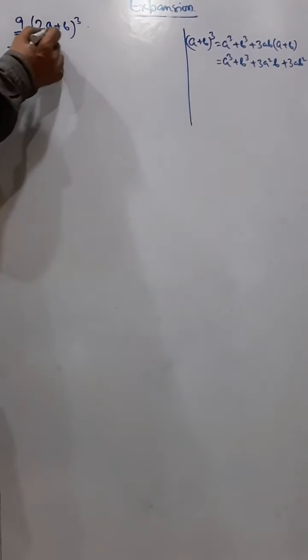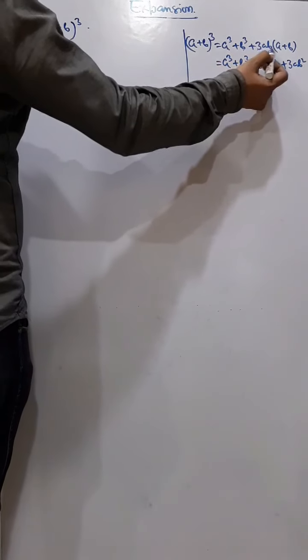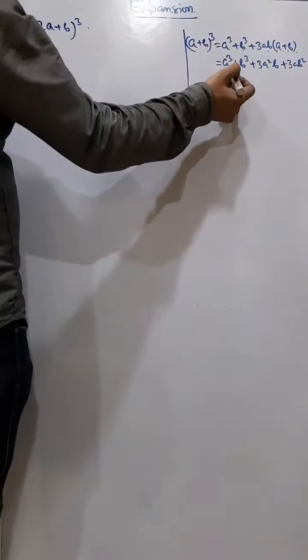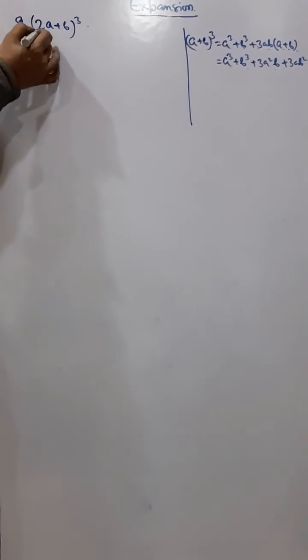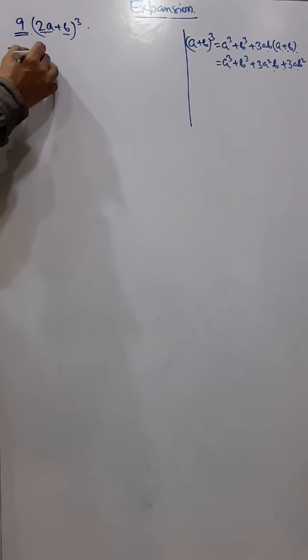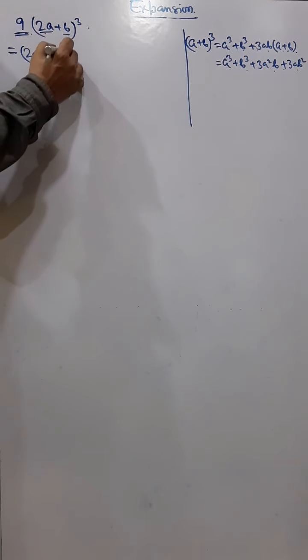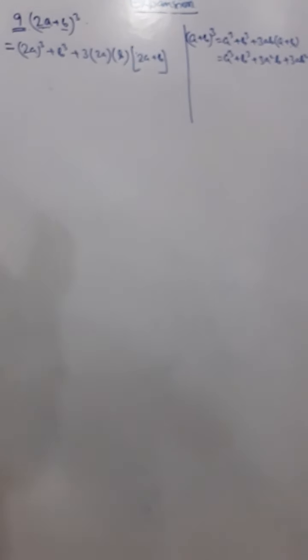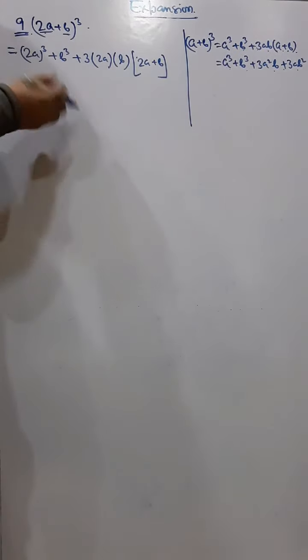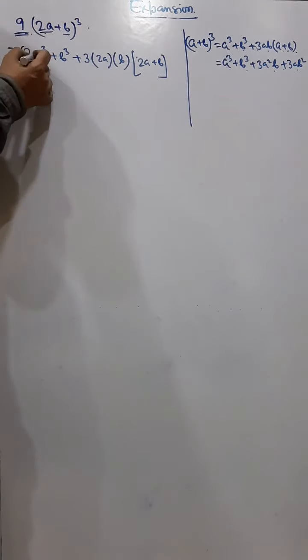Now we'll use a plus b whole cube formula. A plus b whole cube, that is a cube plus b cube plus 3ab bracket a plus b. And then we'll expand that and write it this way: a cube plus b cube plus 3a square b plus 3ab square. So this is a and this is b. So a cube is this plus b cube plus 3 into a into b and bracket a plus b. Understand?